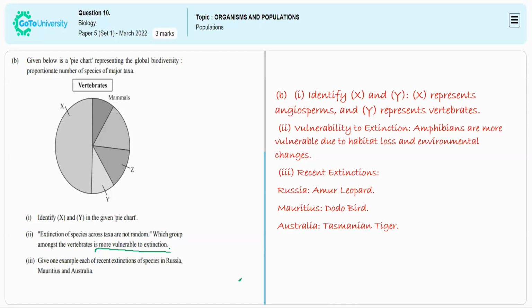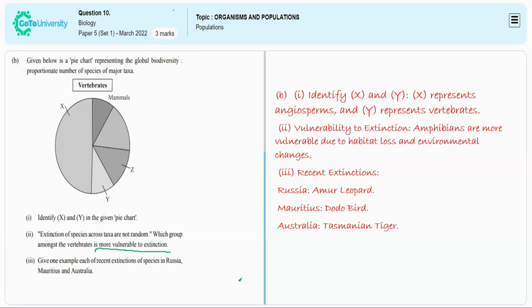Recent extinction. In the recent extinction, in Russia, the Amur leopard vanished. In Mauritius, the dodo bird vanished completely. In Australia, the Tasmanian tiger, which we already told you about. This is the way the narration should be, right?